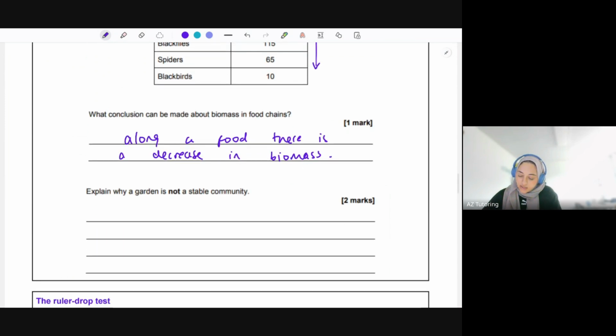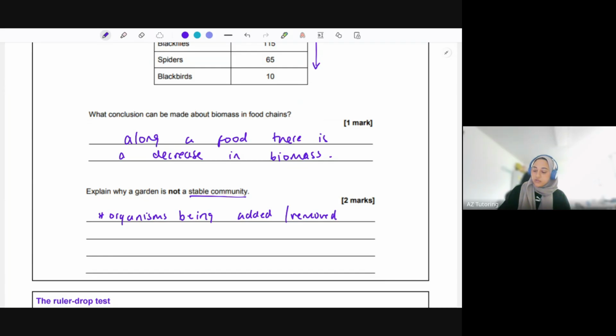It says here, explain why a garden is not a stable community. A stable community is one where the number of species will basically stay the same, so stable, nothing's coming in and out. But in a garden, there's always organisms being added in or removed. So that basically means that it's not stable. So that's the point I've made. I need to explain it now.